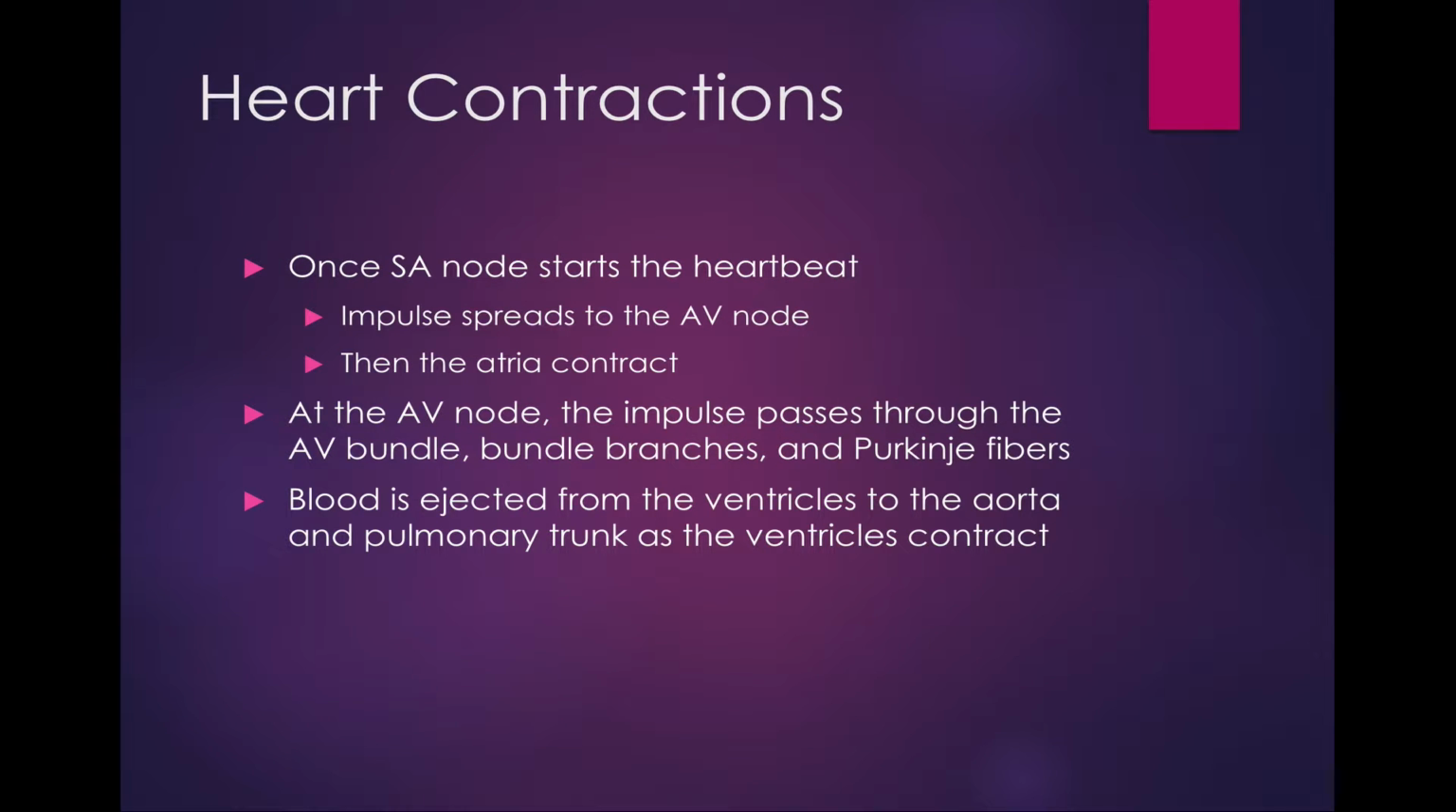All right, so your heart contraction, once your SA node begins, that starts the heartbeat. The impulse spreads to the AV node. The atria will contract after that. At the AV node, the impulses are going to pass through the AV bundle, the bundle branches, and the Purkinje fibers, and then blood will then be ejected from the ventricles, either going to the aorta if it's going systemically, or to the pulmonary trunk if it was pulmonary circulation.